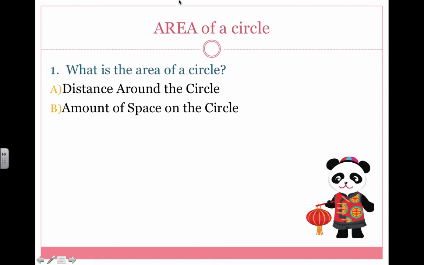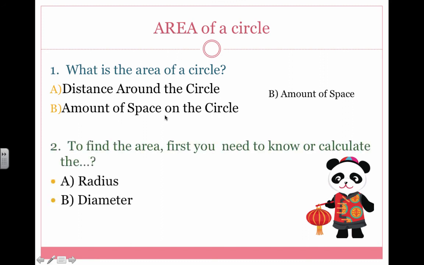What is the area of a circle? Is it the distance around the circle or the amount of space on the circle? Right, it's the amount of space on the circle. And to find the area, you first need to know or calculate the radius. You can have the diameter, but remember the formula is pi r squared, so you've got to figure out what the radius is.